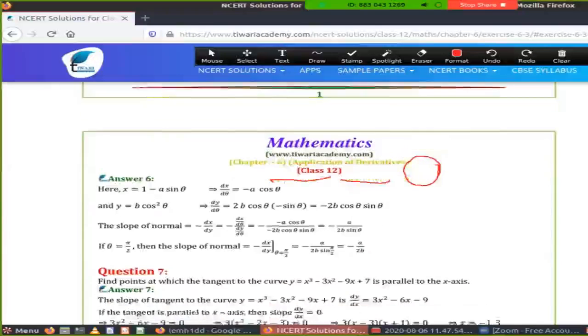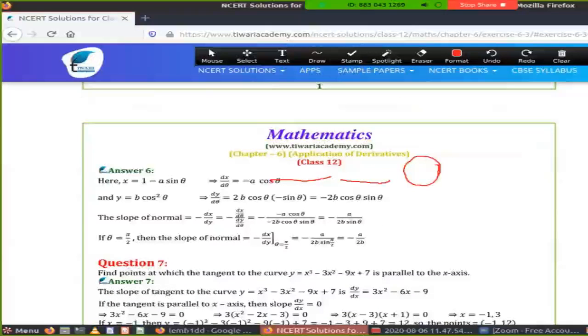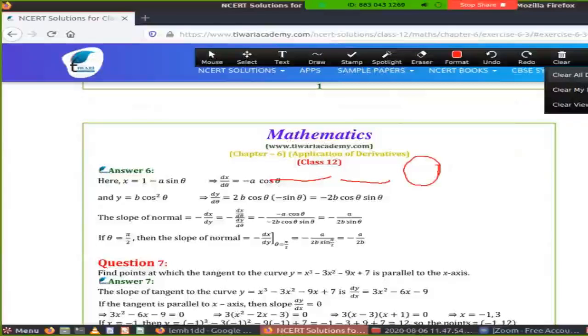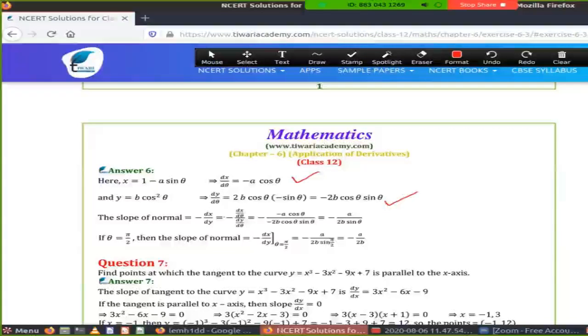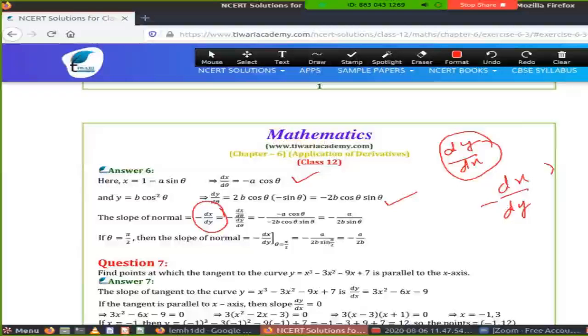Let's see. That is the derivative. The derivative of x is here, that is dx upon d theta, and dy upon d theta, and minus of dx upon dy, or you can calculate dy upon dx first, then reciprocal it and change the sign, then you will get the slope of the normal, because the product of the slopes of two perpendicular lines is equal to minus 1. From there we will get this one.